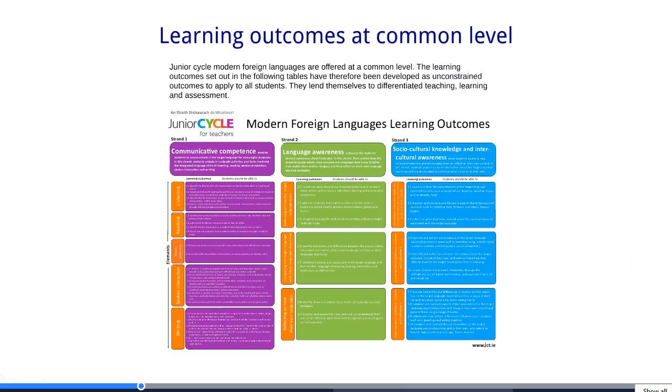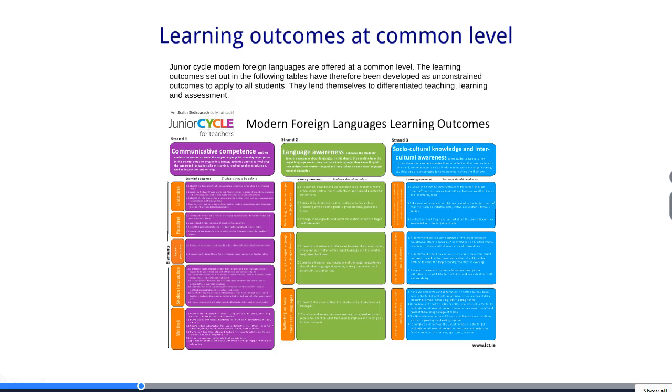Junior Cycle Modern Foreign Languages are offered at common level. The learning outcomes set out in the following tables have therefore been developed as unconstrained outcomes to apply to all students. No one person develops all of these unconstrained skills at the same time or at the same degree. We are all different.